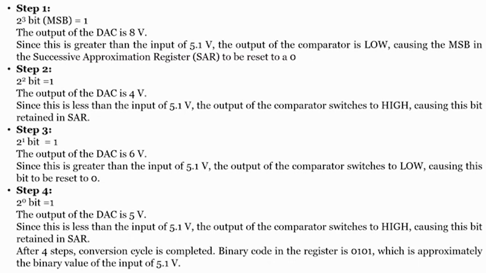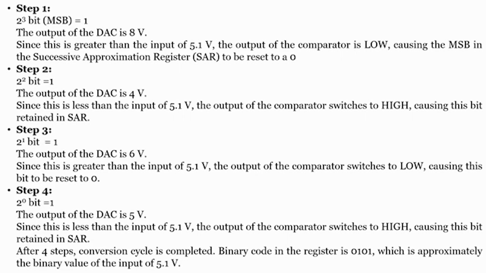Let us take this example where in step 1 you have 2 raised to 3 bit, which is your most significant bit, and the output of the DAC is 8 volts. Since this is greater than 5 volts, the output of the comparator is low, causing the MSB of the SAR, which is the successive approximation register, to reset to a 0.